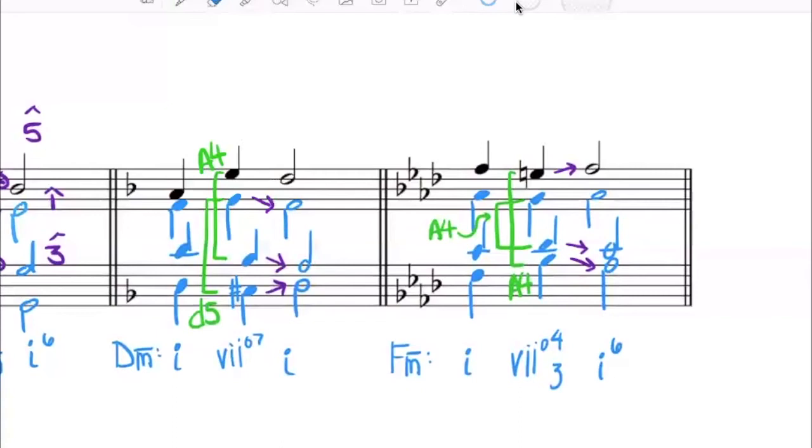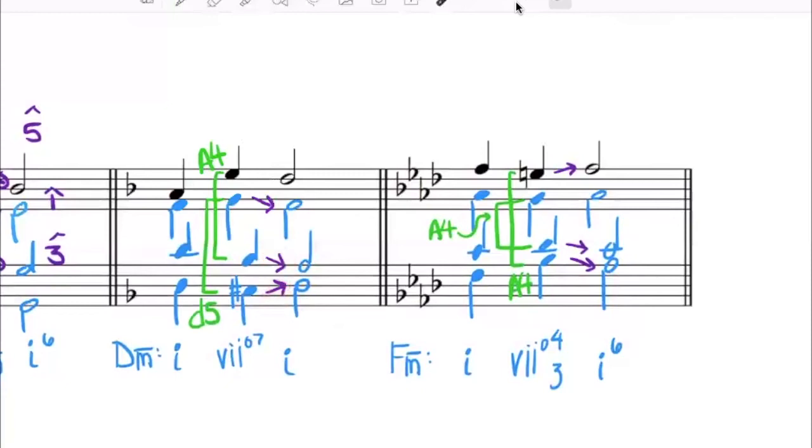So now let's check our 3 tendency tones. We have scale degree 7 in the bass, and that resolves up to 1. We have scale degree 6, which is our chordal 7th, resolving down by step to 5.